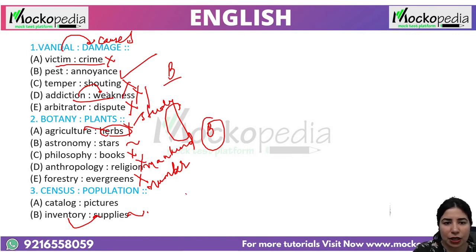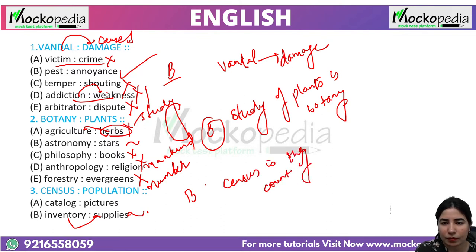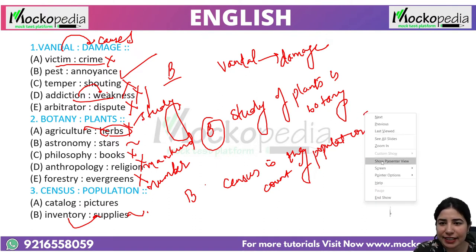So for all the three questions, let's see what are the relationships. So vandal is leading to damage, right? So it's a cause and effect relationship, right? The study of plants is botany. So it's a name of the study, right? And census is the count of population. So we have three relationships that we have identified, and we have seen similar relationships in the answer choices, right? So I hope we are sorted. Let's erase the board and move to the next one.